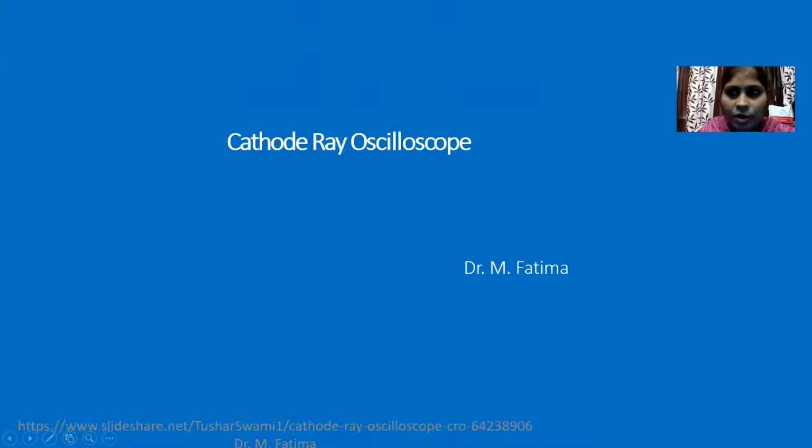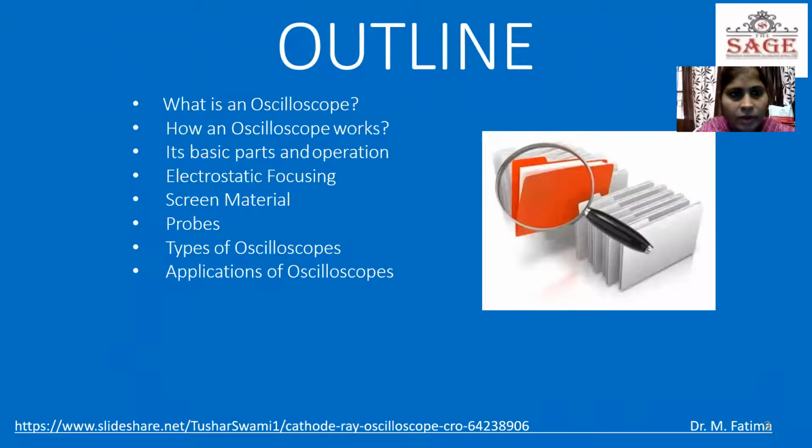I'm taking cathode ray oscilloscope. These are the outline of this lecture. Oscilloscope, what is an oscilloscope, how an oscilloscope works, its basic parts and operation, electrostatic focusing, material used for the screen, probes, types of the oscilloscope, and application of oscilloscope.